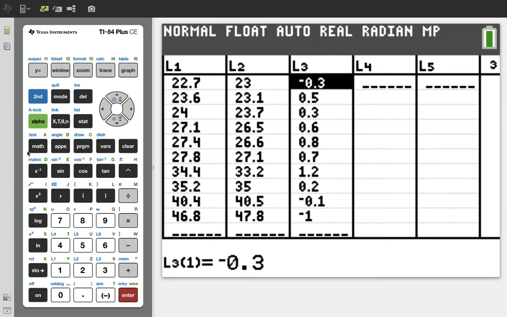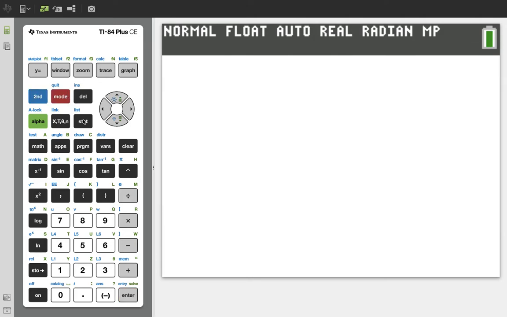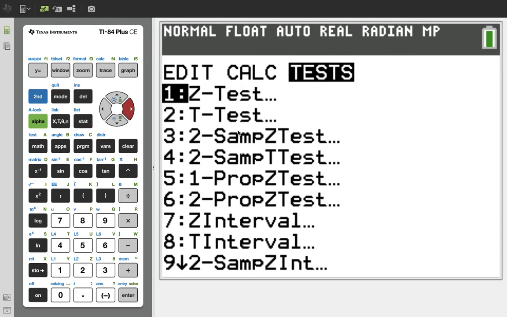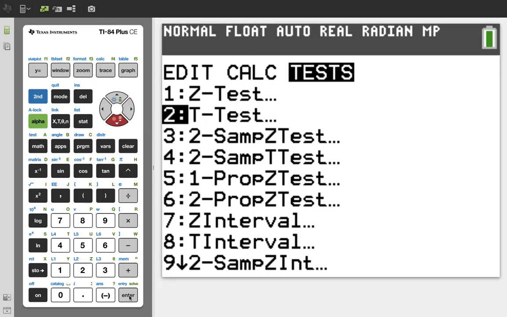So at this point, we can quit out to your home screen and go to stat, test, and go to t-test. You have a one sample t-test. These are only for proportions. We're not doing an interval. This is a t-test. So you go to t-test.